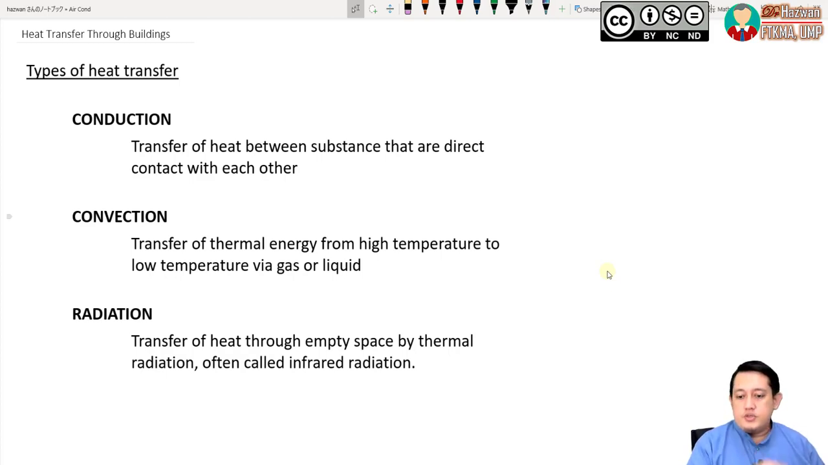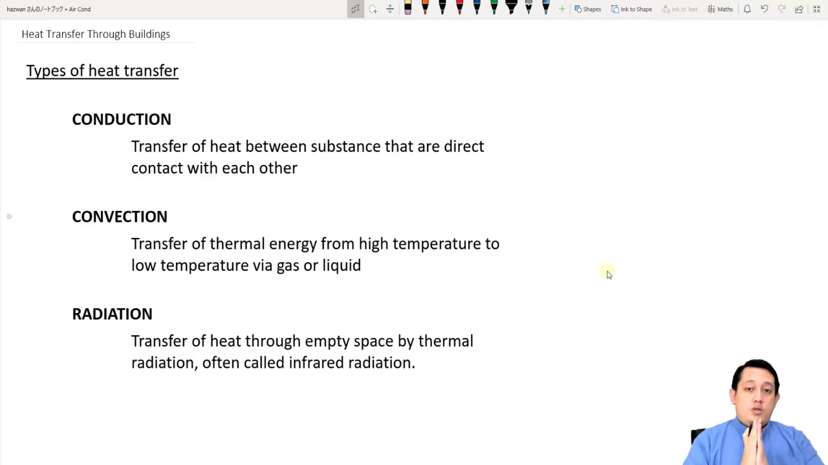Before we proceed any further, let's look back at the types of heat transfer. You should have learned this in your thermodynamics class already. We have three types of heat transfer: conduction, convection, and also radiation. Conduction means the transfer of heat between substances that are in direct contact with each other, just like my hand, from this hand to this hand, the heat transfers through these two substances.